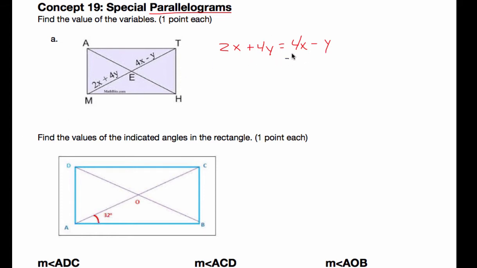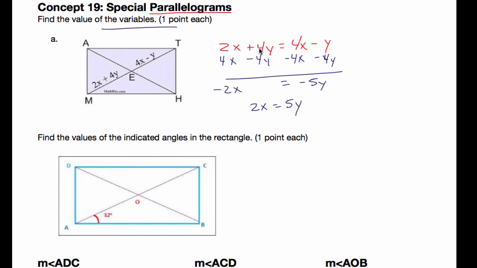If I subtract to get everything together, it should be something that looks like this. 2x equals 5y. So if I'm finding the value of the variables, really I'd have to do something like this. X equals 5 over 2y. So that would be my x.